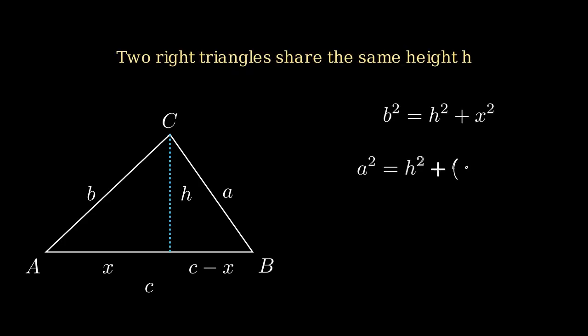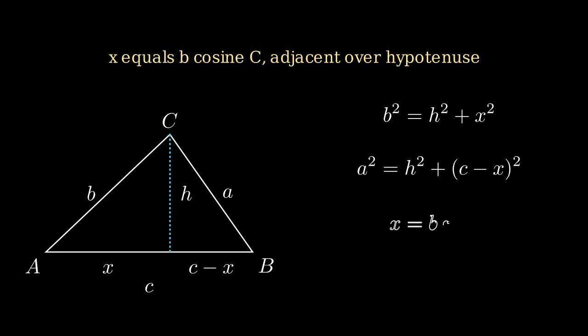From the first triangle we get b squared equals h squared plus x squared, and from the second we get a squared equals h squared plus (c minus x) squared. Looking at the first right triangle, the segment x is just b times cosine C, since x is the side adjacent to angle C in that triangle.